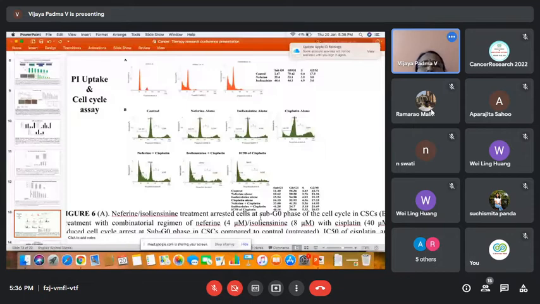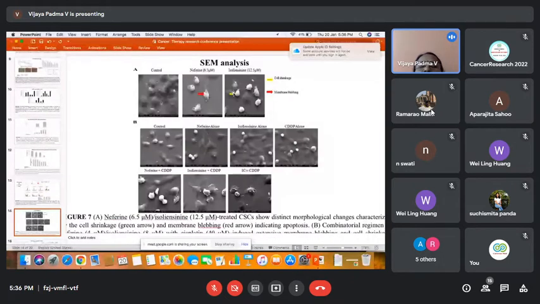Here, this is the picture which shows the apoptotic features through scanning electron microscope analysis. This is the IC50 dose of neferine alone. This is the IC50 dose of isoliensinine with resistant cells. You can clearly see the membrane blebbing and cell shrinkage.